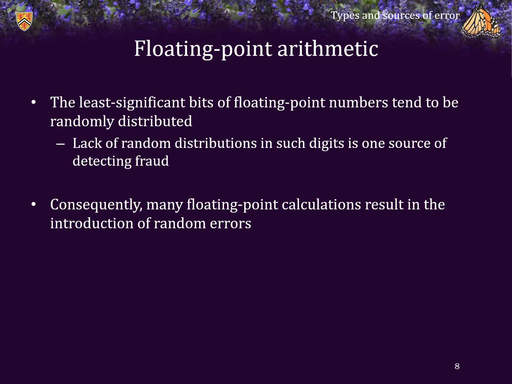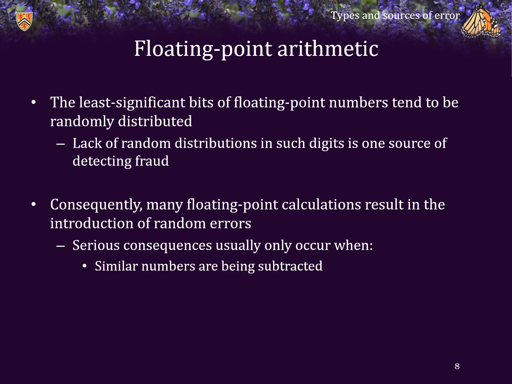All right, so many floating point calculations simply result in the introduction of additional random errors, and we will try to mitigate these as much as possible. The serious consequences only begin to start occurring when we are taking similar numbers and taking the difference between them, or we are taking numbers that are significantly different, orders of magnitude different, and adding them together. We've already discussed both of these previously.